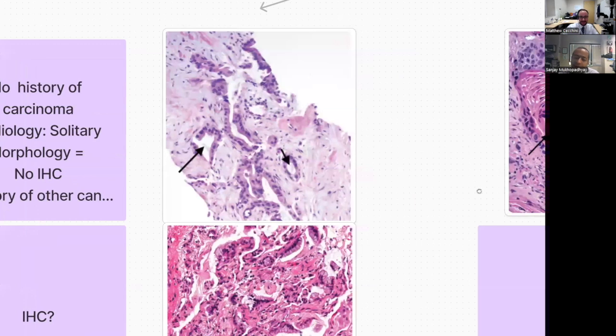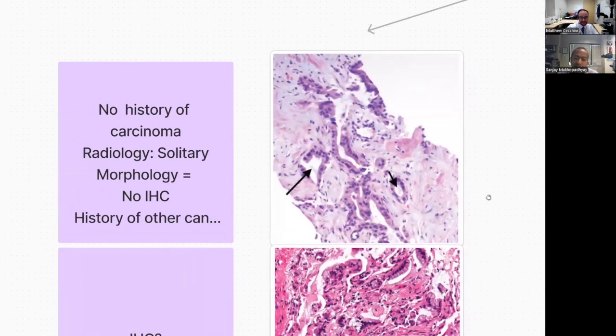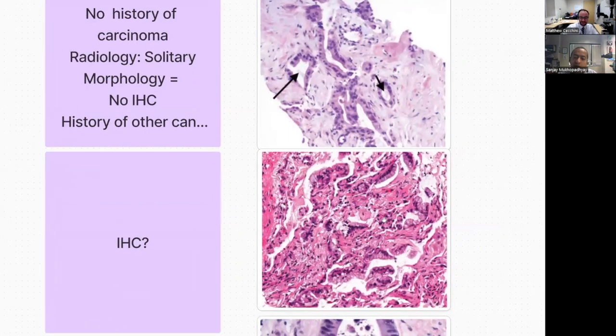So I think for me, the two main things are history is absolutely super important here. And second is just because something is TTF negative does not mean that it is not a lung cancer.